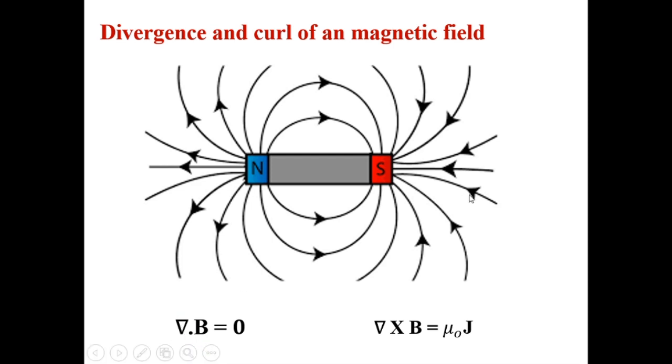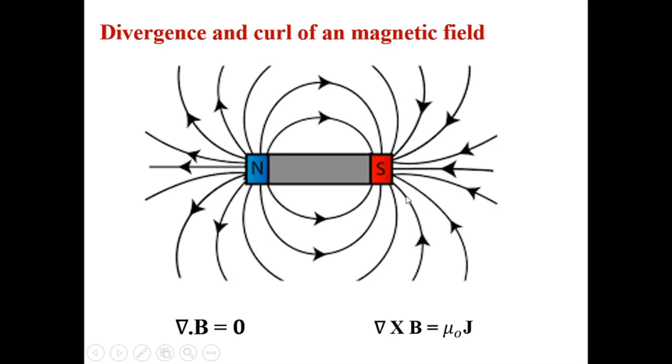Why is this 0? Because all these lines are seen to be diverging, but they are not actually diverging in nature. The lines which are emerging out from one pole will return back to the second pole. All the lines will return back to the second pole. And therefore, these lines are not diverging in nature. They are forming a loop. And therefore, the divergence of the magnetic field is always 0 in case of these static poles.